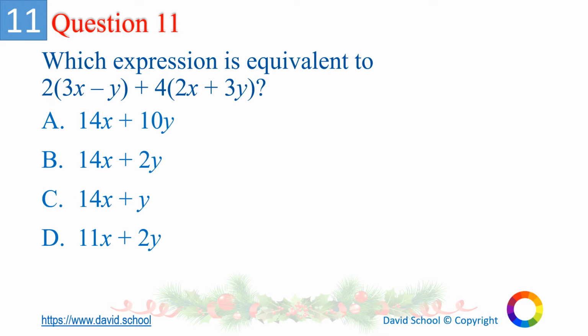Question 11. Which expression is equivalent to 2 times (3x minus y) plus 4 times (2x plus 3y)? We use the same method we used before in example 10. Then we would get 14x plus 10y, which is answer A.